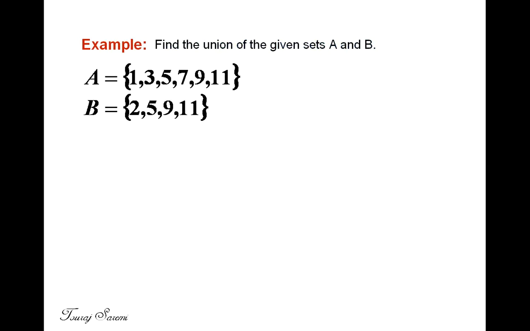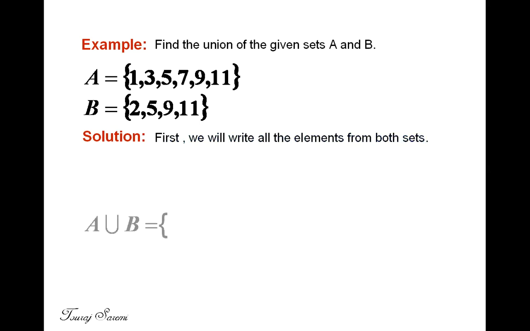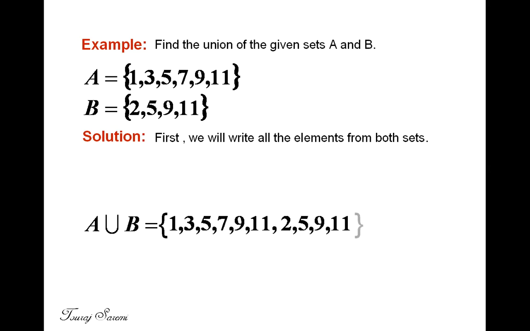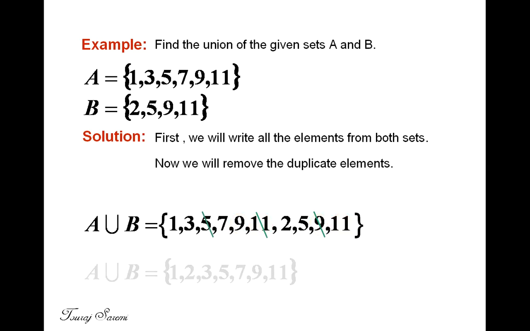Example: find the union of the given sets A and B. Solution: first, we will write all the elements from both sets. Now we will remove the duplicate elements. Therefore, the final result is shown.